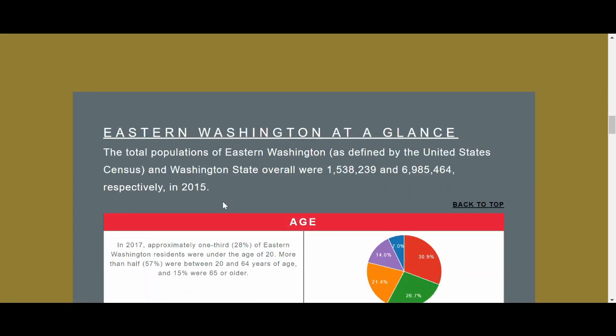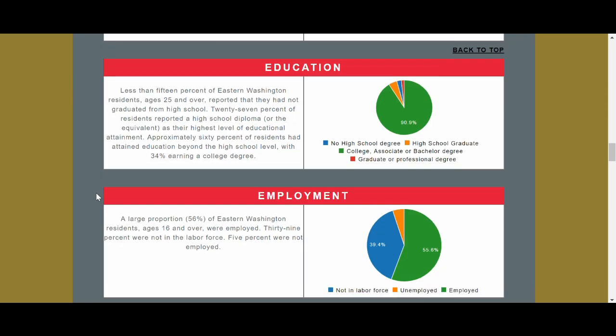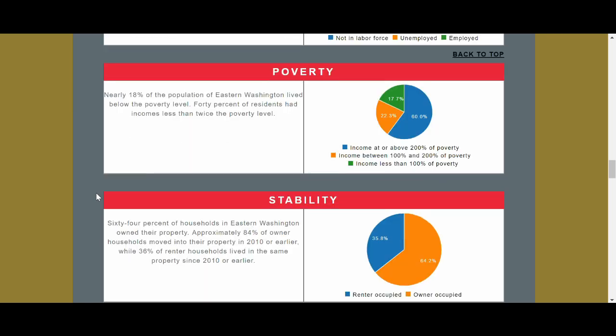Let's start by looking at the demographic information on Eastern Washington. We can see descriptive statistics by age, race, education, employment, and more.